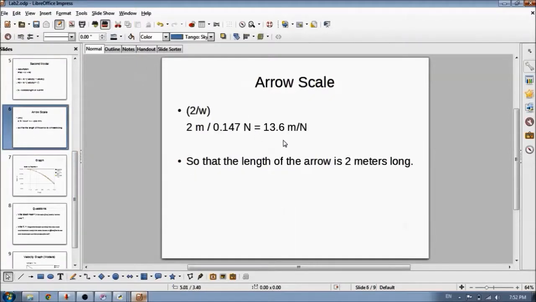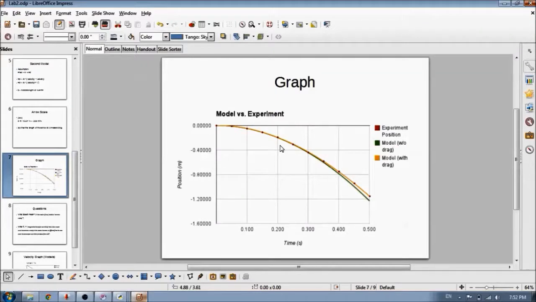For the arrow scale, I decided that the arrow's length is 2 meters long, so I divided 2 by the weight force, and I got 13.6 meters per newton. And here's a graph with the experiment, the model with drag, and the model without drag. The experiment and the model with drag are identical, but the model without drag is a bit off, and that's because it's faster, because it has no air resistance or drag force.